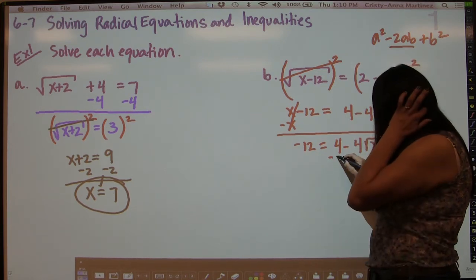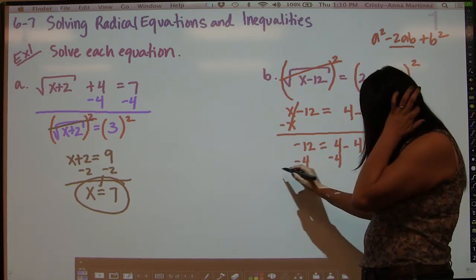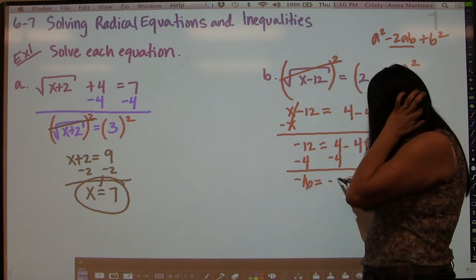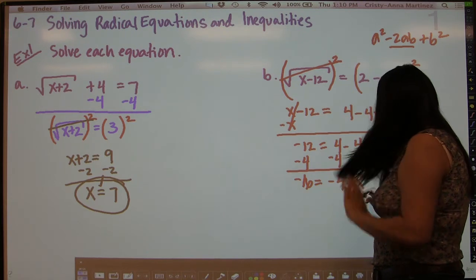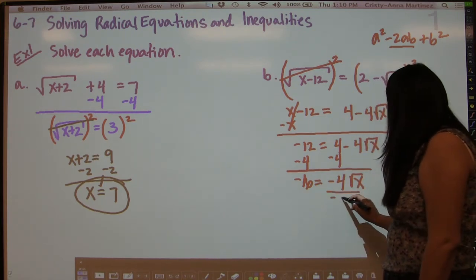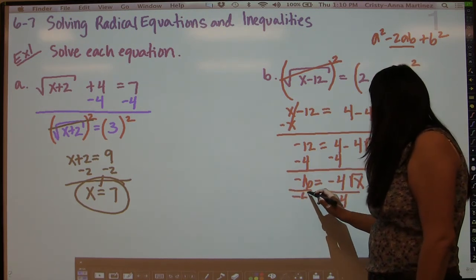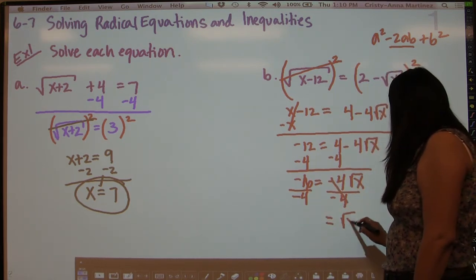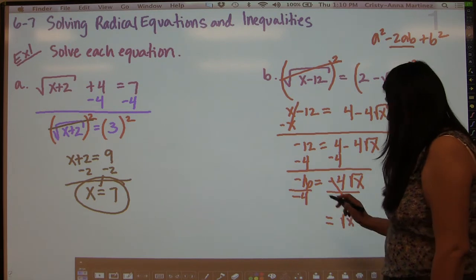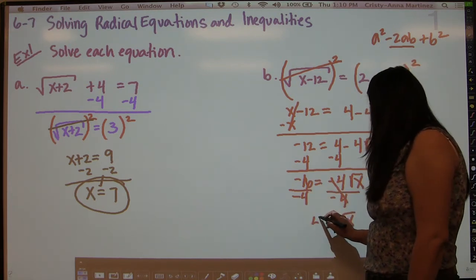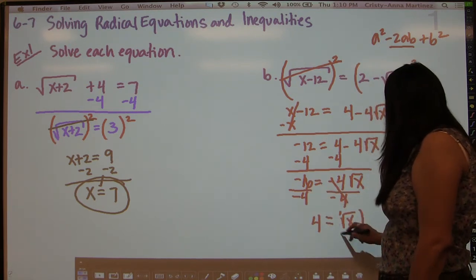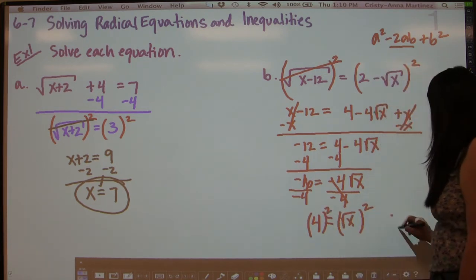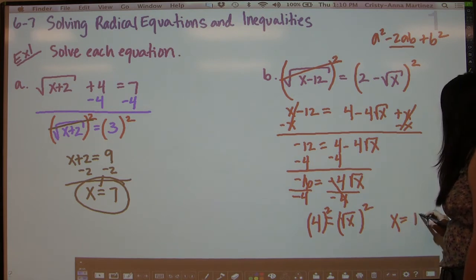And then we want to bring this 4 to the other side. And so now you get negative 16 equals negative 4 root x. And of course, now we can divide by negative 4. And dividing by negative 4 on both sides is going to give us positive root x on the right. And negative 16 divided by negative 4 is positive 4. And now we can square both sides. And we get that x is actually equal to 16.